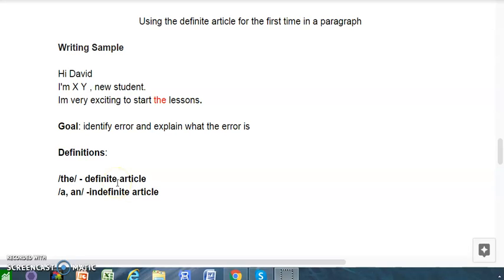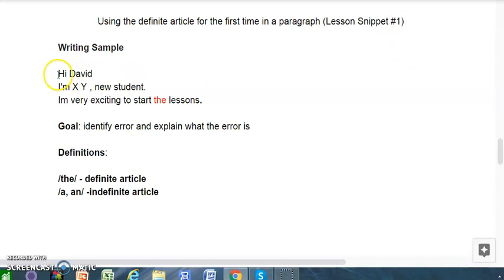Hi guys, this is class, this is, what do we call this, lesson snippet number 1, using the definite article for the first time in a paragraph. The goal of today's YouTube tutorial is to learn a little bit about definite articles in the English language.